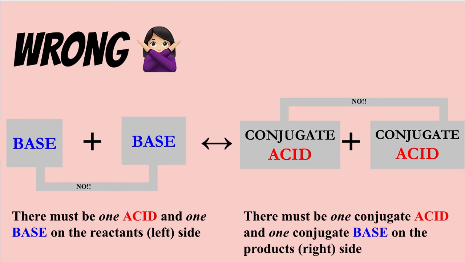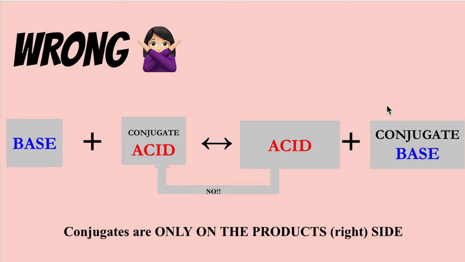This is also wrong. You cannot have a base and a base. There needs to be 1 acid and 1 base on the reactant side, and on the product side, I need to have a conjugate acid and a conjugate base. The conjugates need to be over here. There should not be any conjugate acid or conjugate base, no conjugates on the left side, only the right side, the products.